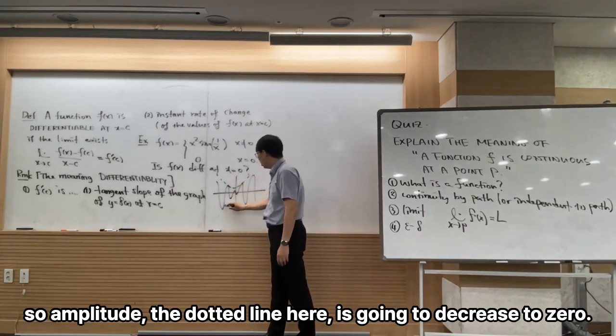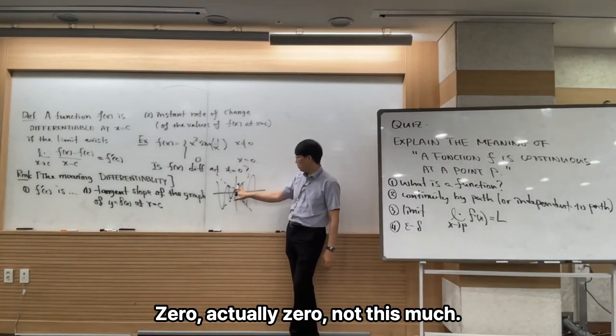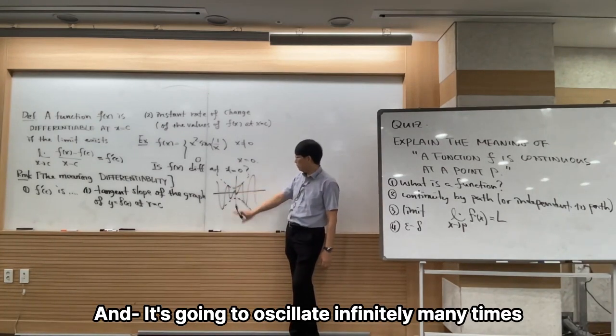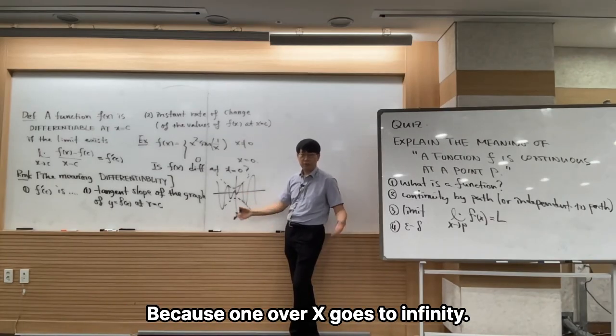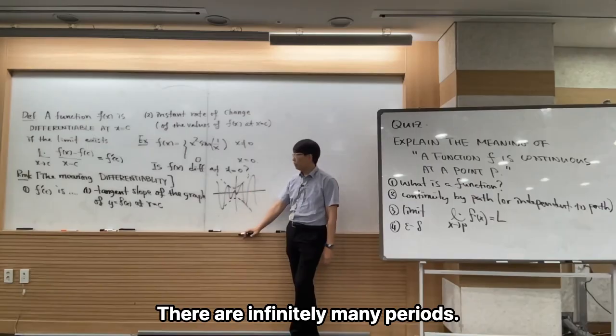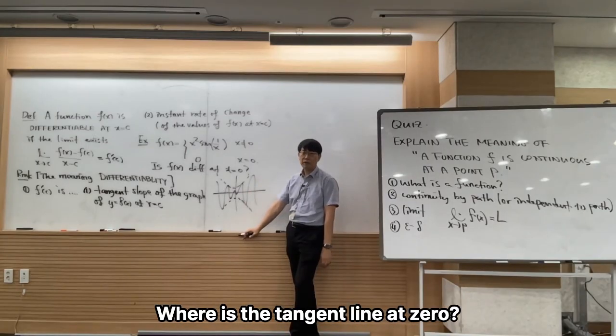The amplitude, the dotted line here, is going to decrease to 0. Actually 0, not this much. And it's going to oscillate infinitely many times as x goes to 0, right? Because 1 over x goes to infinity. There are infinitely many periods. So where is the tangent slope? Where is the tangent line at 0?